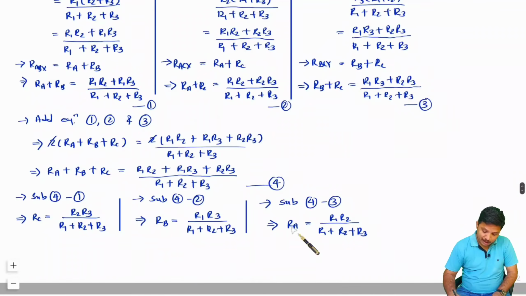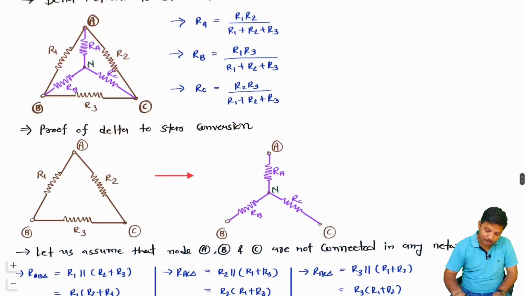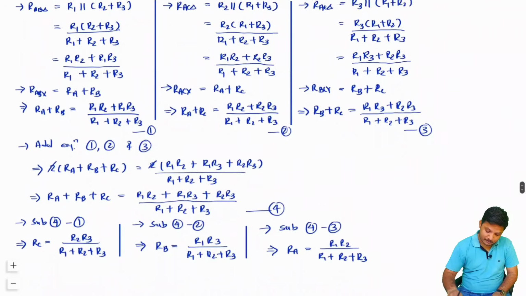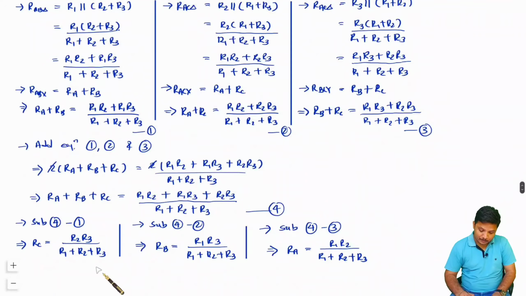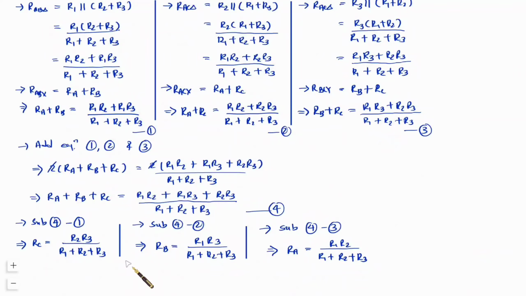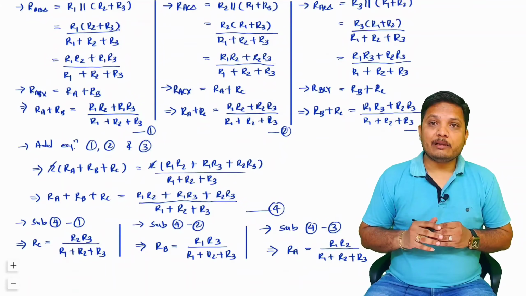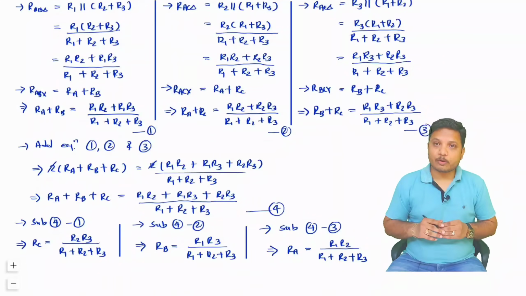You see RA, that is R1, R2 divided by R1 plus R2 plus R3. So that is what I have already told. Similarly RB and RC that we have derived, which is this, right. So these are very essential formulas to convert delta network into star network. Now I'll show you one very interesting example, so that will further resolve your understanding.